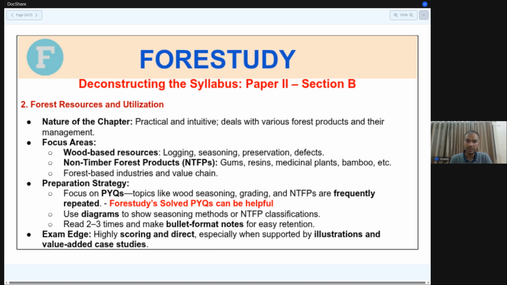Wood seasoning and grading are topics which are repeated year after year. So use diagrams and charts for classification, and bullet format notes can be prepared, very crisp notes. This is a very high scoring chapter, and you cannot afford to skip this chapter altogether.